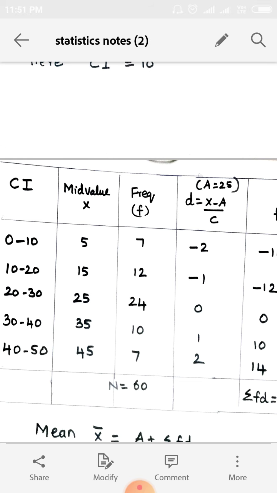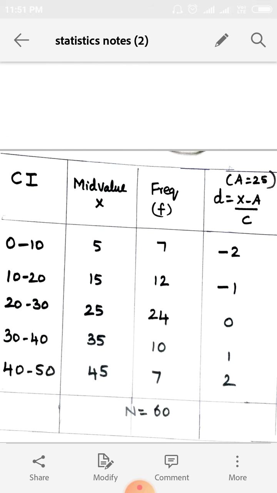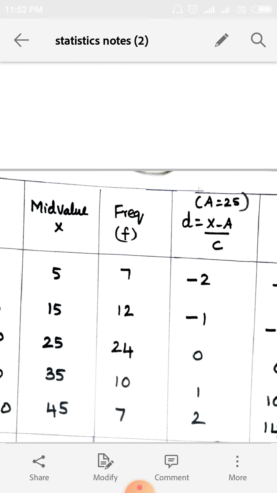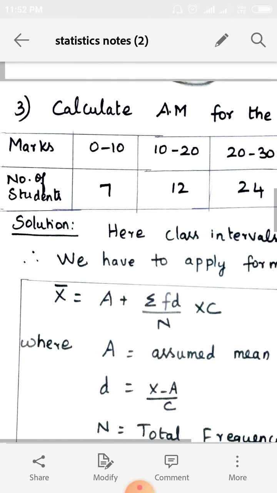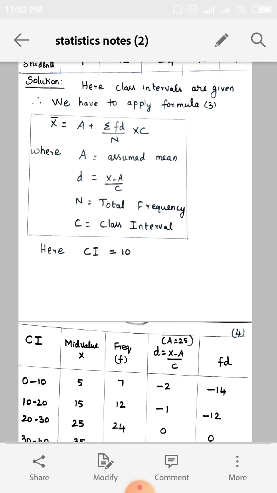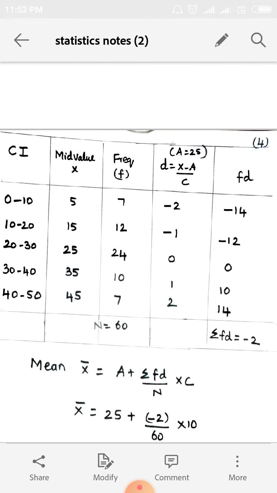0 to 10, what's the mid value? 5. 10 to 20, what's the mid value? 15. 20 to 30, what is the mid value? 25. 30 to 40, what is the mid value? 35. 40 to 50, what's the mid value? 45. So the mid values are 5, 15, 25, 35, 45. Next we have to write the frequency. The frequencies are given in the problem: 7, 12, 24, 10, 7. So you have to write the frequencies there.